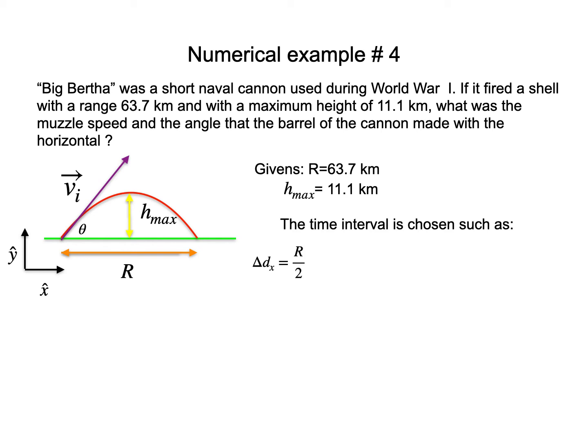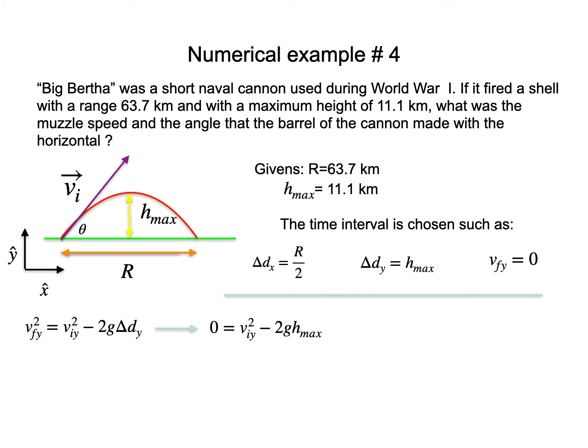For this time interval, the horizontal component of the displacement is half the range. The vertical component of the displacement is the maximum height, and the vertical component of the velocity is 0, since it is the location where the shell stops rising and would next be falling. For the solution, let us start with this kinematic equation. Using the characteristics of our chosen time interval, this equation simplifies to this. We can then isolate for the vertical component of the initial velocity. Here, only the positive value for the vertical component was kept, since the shell must rise at the start.